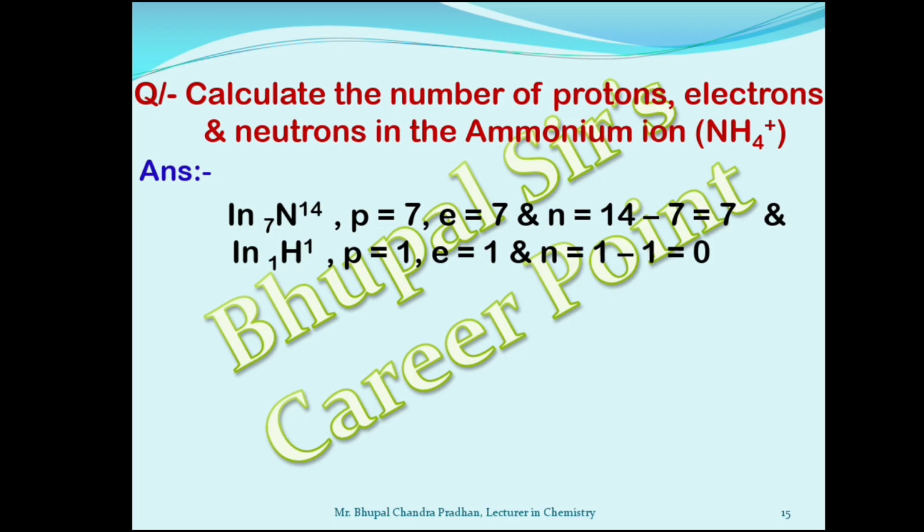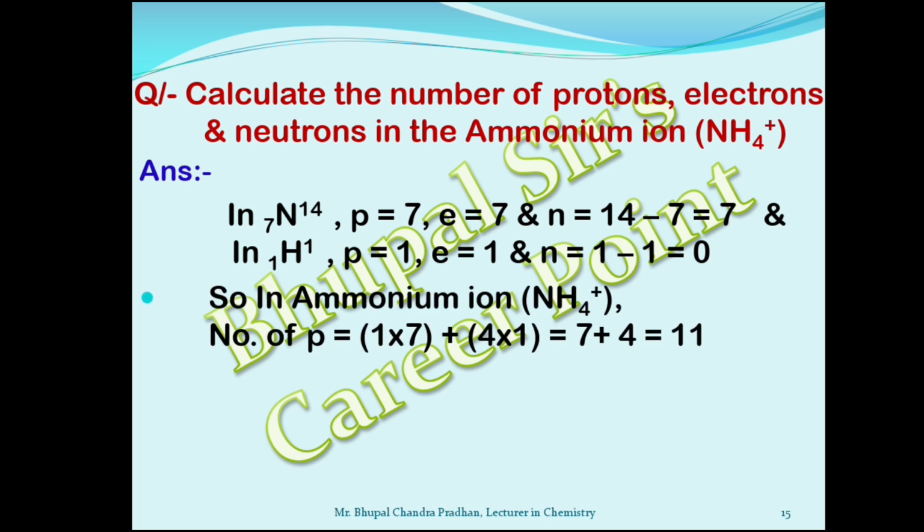In hydrogen 1, 1, the atomic number is 1 and the mass number is 1. So the number of protons is equal to 1, electron is equal to 1, but neutron is equal to A minus Z, that is 1 minus 1, which is equal to 0. So in the ammonium ion, the number of protons is 1 into 7 because it consists of only one nitrogen, and the number of protons present in nitrogen is 7. It consists of 4 hydrogen atoms, so 4 into 1. Thus, the number of protons in the ammonium ion is calculated to be 7 plus 4, that is 11.